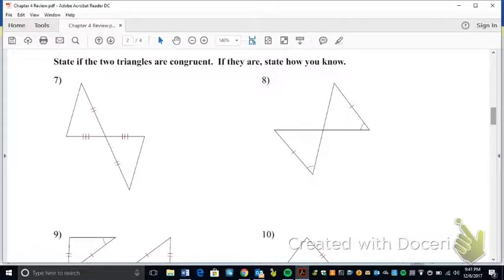State if the two triangles are congruent. If they are, state how you know. So with all of these, they give you two pieces of information, either an angle and a side or two angles or whatever. Then you need to look at it and see whether or not you can put the rest of it together. So for 7, we see that we're given two sides, and we know these are bow tie angles, or vertical angles is the actual term for them, and they're congruent. So we can say that those two triangles are congruent by SAS.